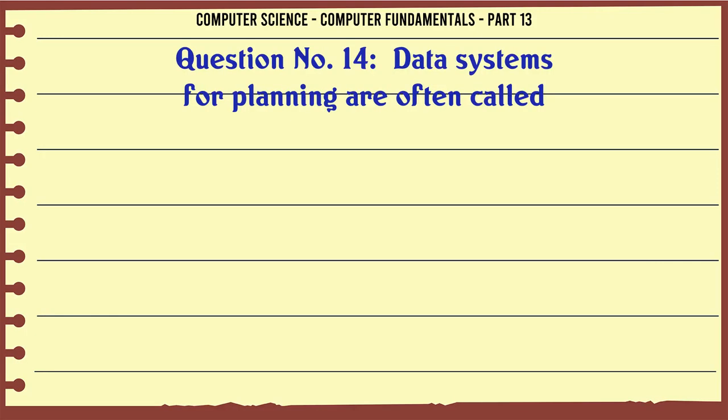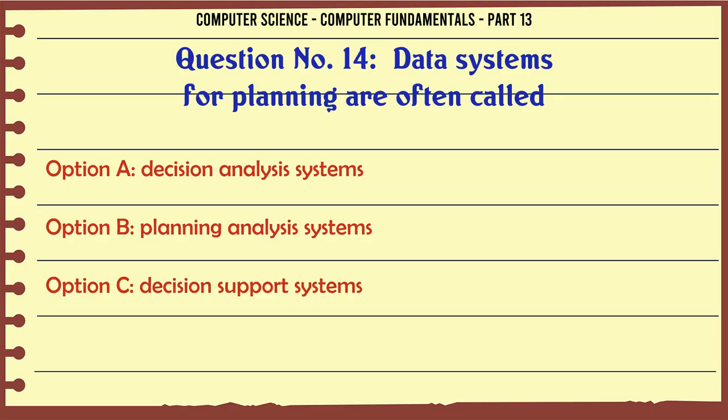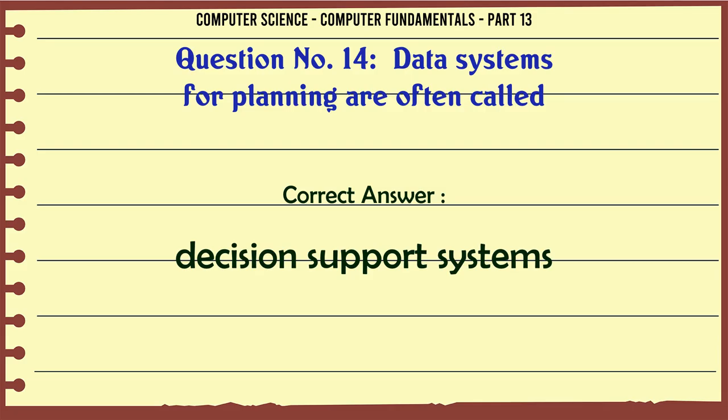Data systems for planning are often called: A. Decision analysis systems. B. Planning analysis systems. C. Decision support systems. D. All of the above. The correct answer is Decision support systems.